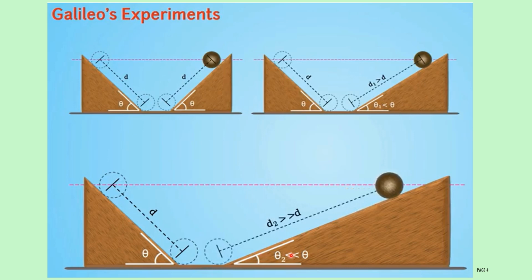Then consider if theta 2, the angle of the second inclined plane, is still less than theta, the angle of the first inclined plane. If theta 2 is less than theta, then the ball has to cover more distance on the second inclined plane to reach the equal height.